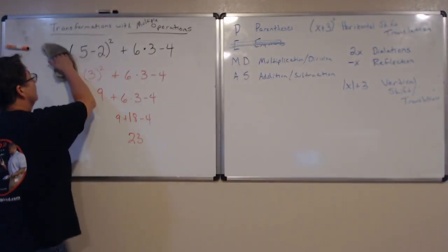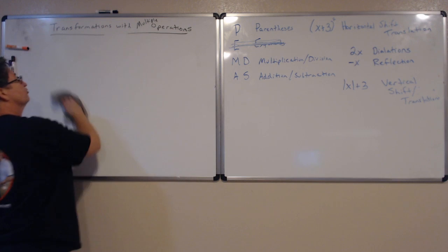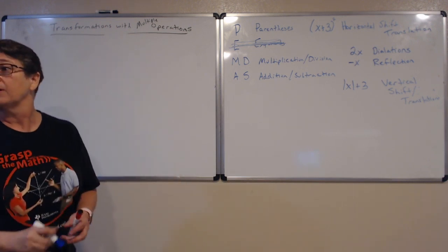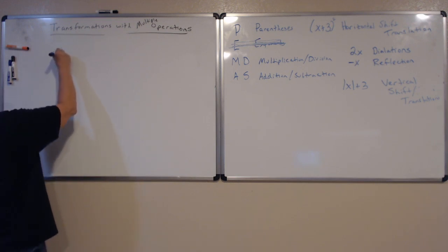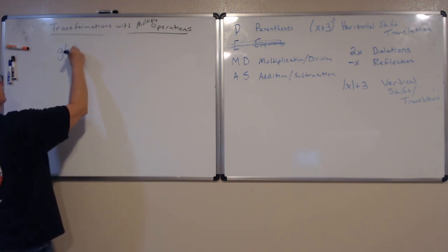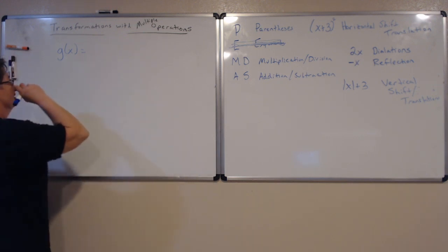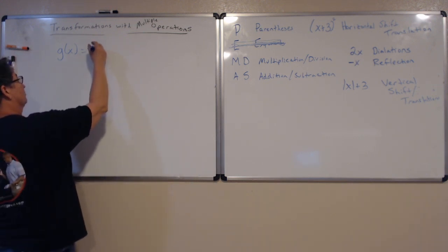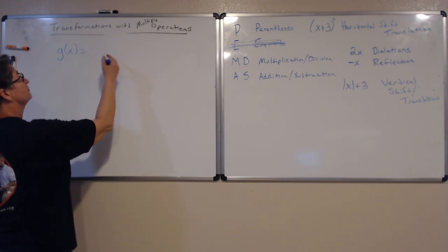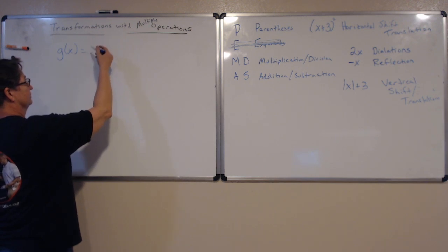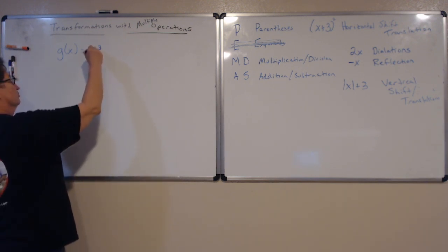So let's get started. Let's graph a few with multiple operations. How about, I'm just going to make some up as I go along. How about we do something, what's your favorite shape? I've been doing a lot of cubic functions today. How about a cube root function? I haven't looked at the cube root function today. Let's do a cube root function.